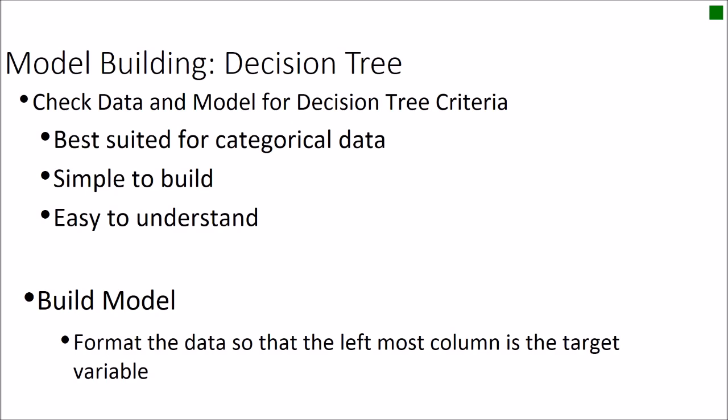We realized going in that the decision tree model is best suited for categorical data, and understanding that our data was continuous, we didn't have high expectations, but we did learn some things from the decision tree. One of the first considerations that we realized was that the leftmost column in our data set needed to be our target variable, which in our case was the asthma counts.